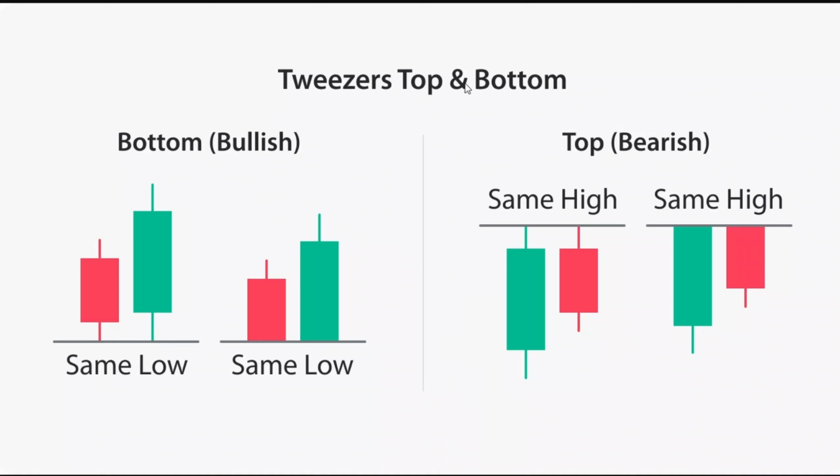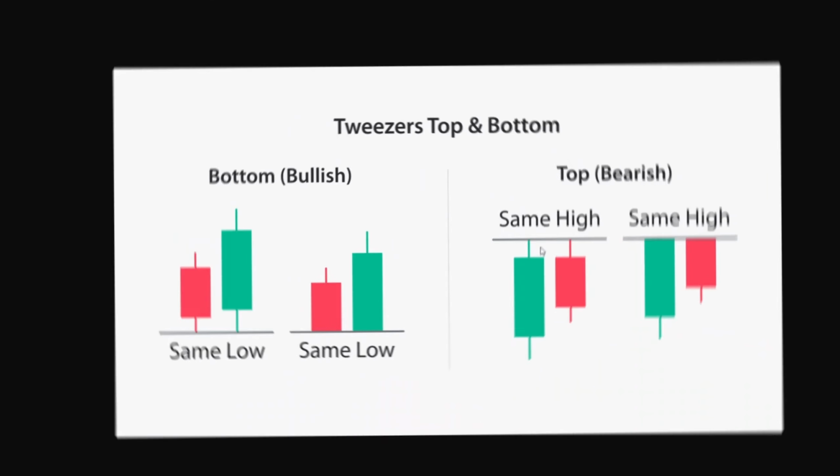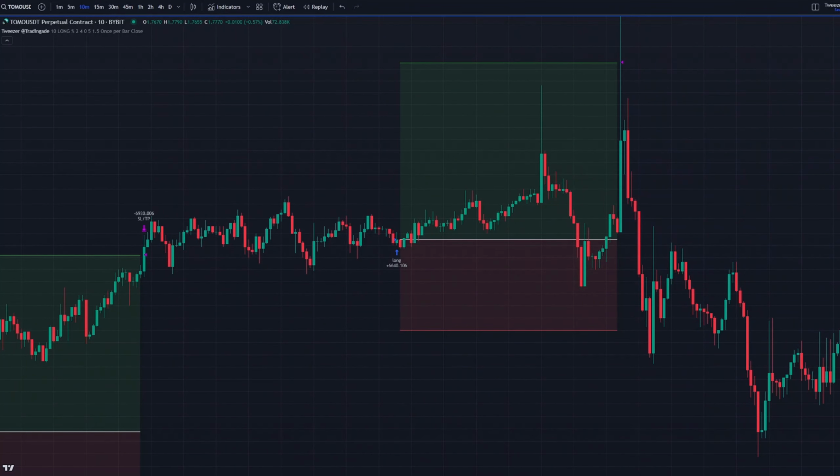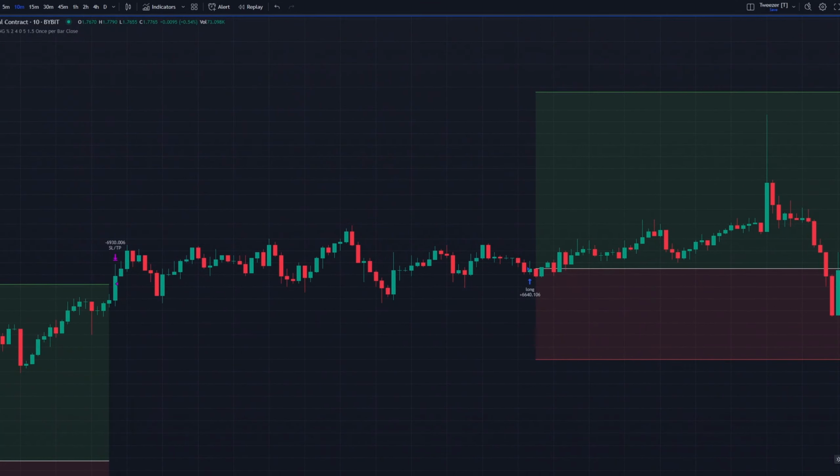And then we have a tweezer top, that is a bearish reversal pattern. It occurs when there is the same high and the first candle is green, the second candle is red. The second candle must be the opposite side of the first candle. As I have just explained to you, it's the most simple candlestick pattern that you can find. Let's see some examples on the chart.